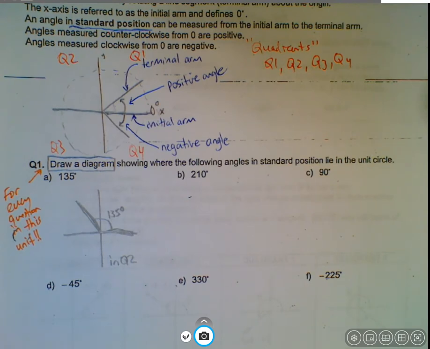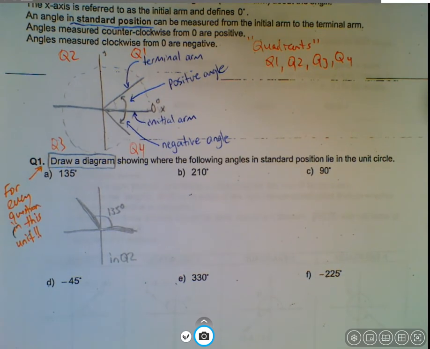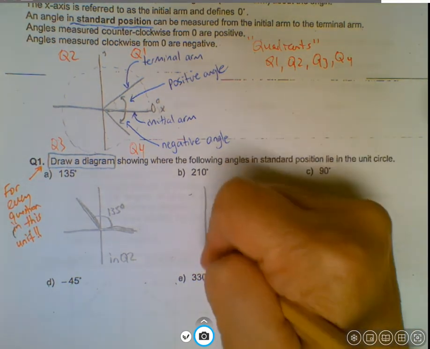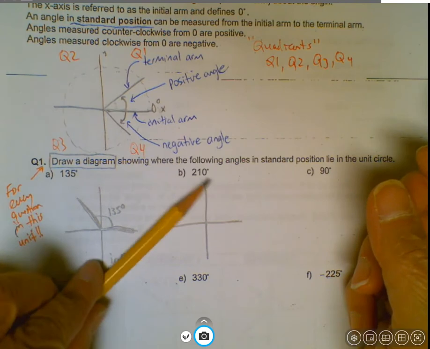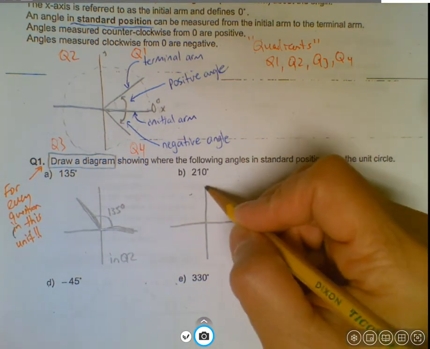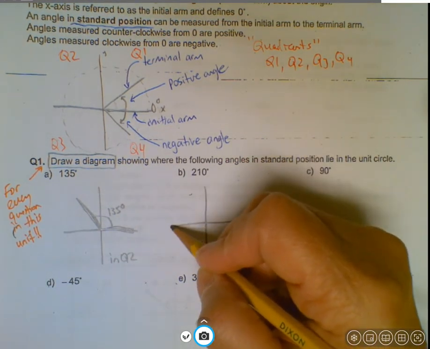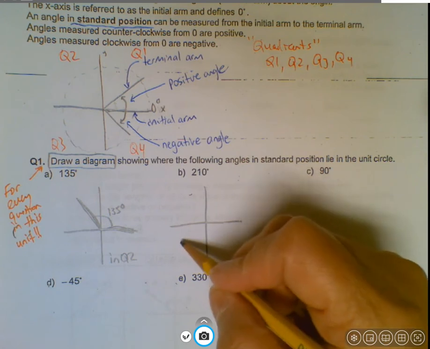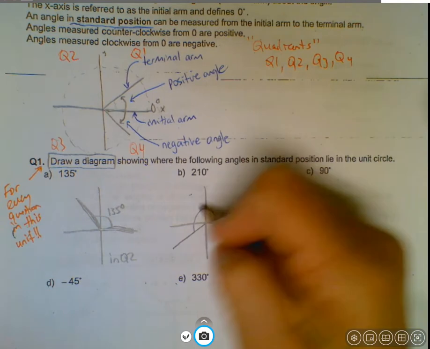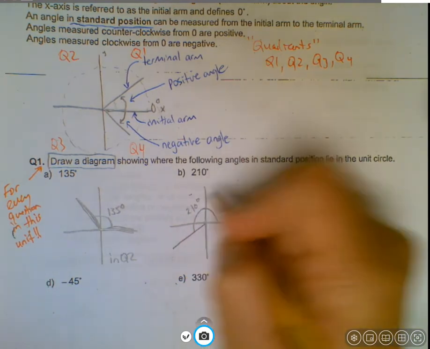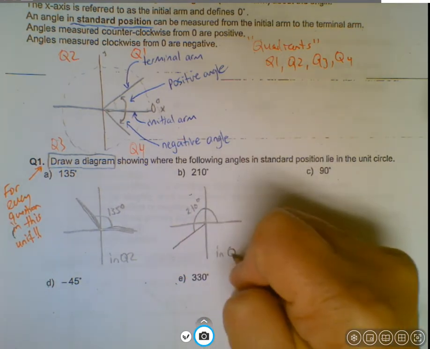All right, so I've drawn the angle in standard position. Let's do another one. 210, where's 210? So starting from here, and I'm going all the way around. So I'm going to have 90, 180. This is 270, so I'm somewhere in here. And exactly where it is doesn't matter. The important thing is that you're in the correct quadrant. So that's in quadrant 3.